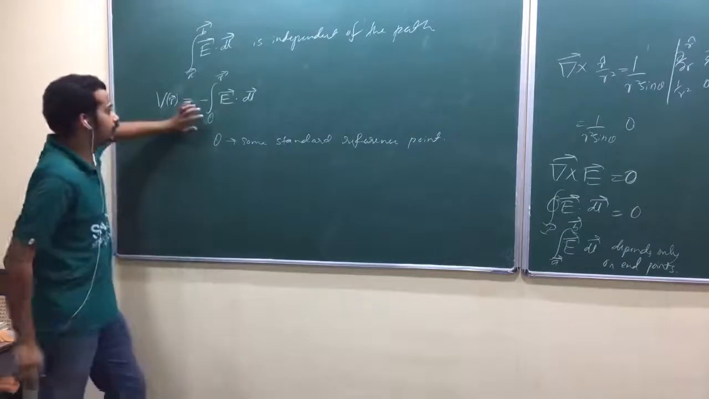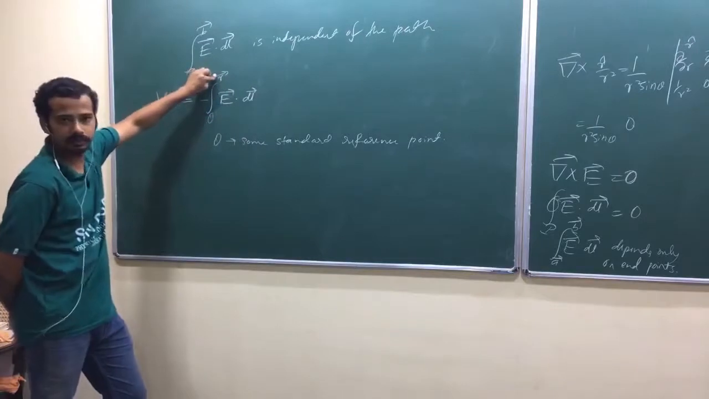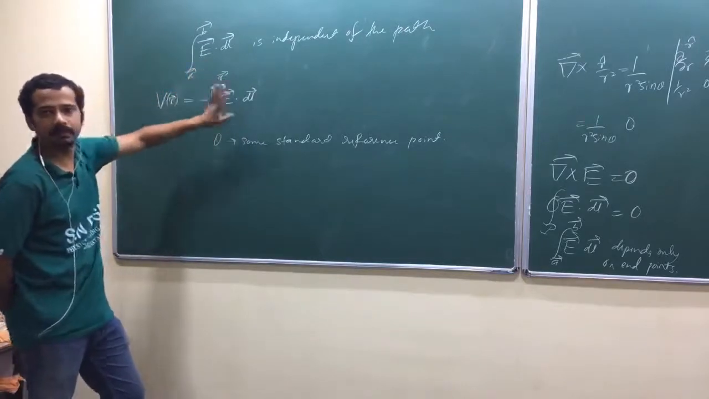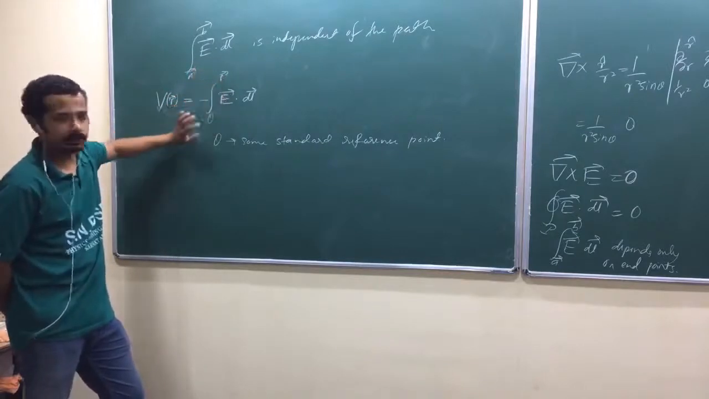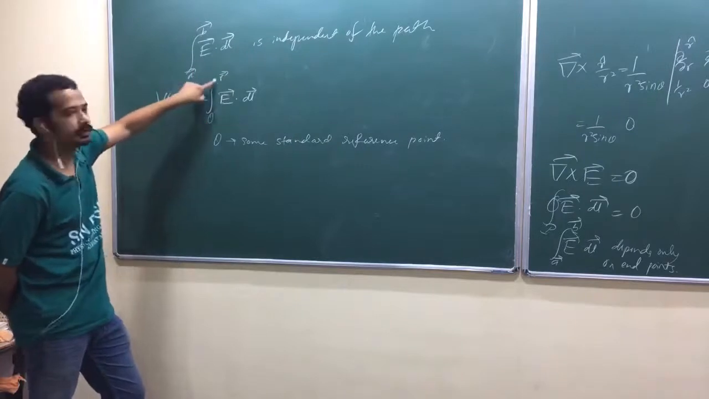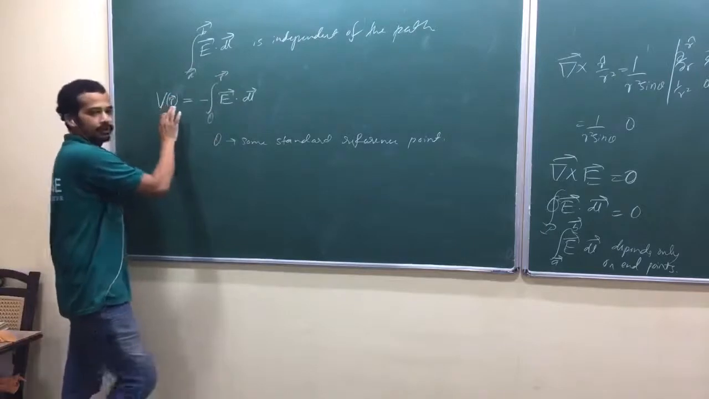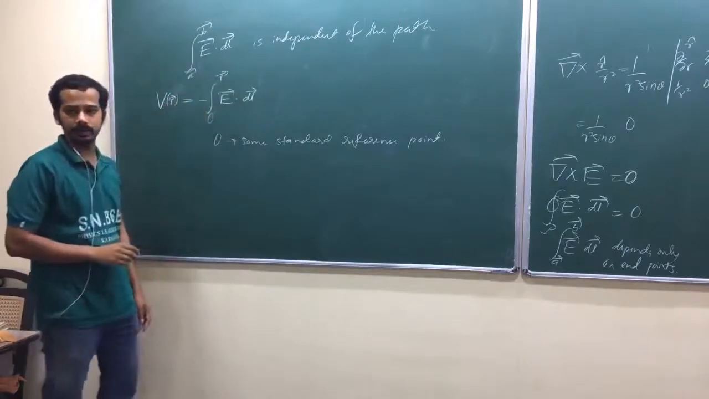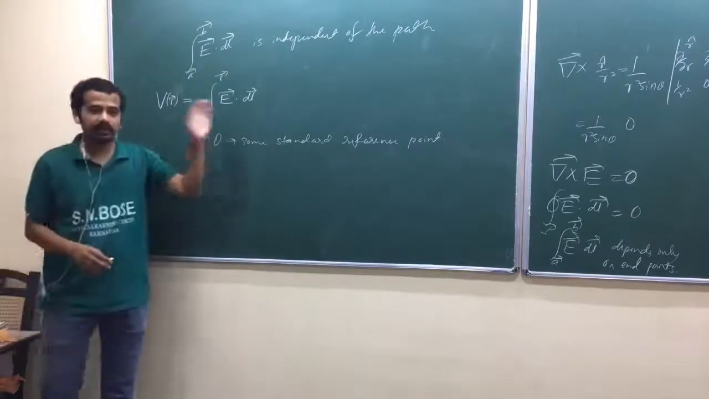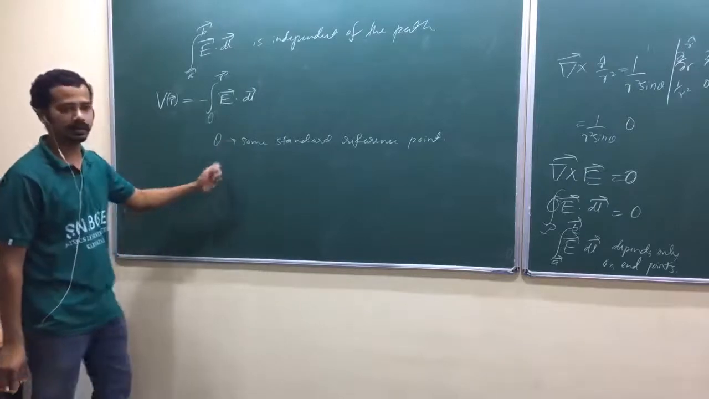Once you fix this one, the whole thing will be a function of only this point. The whole thing is a function of the initial and final point, end point, independent of the path taken. Once you make one of the points fixed, this becomes a function of this point R. That's why we have written this is a scalar which is a function of this point. So my next argument is, it is not unique, because it depends on this standard reference point.